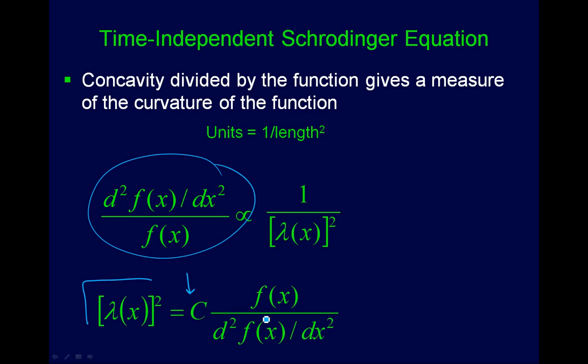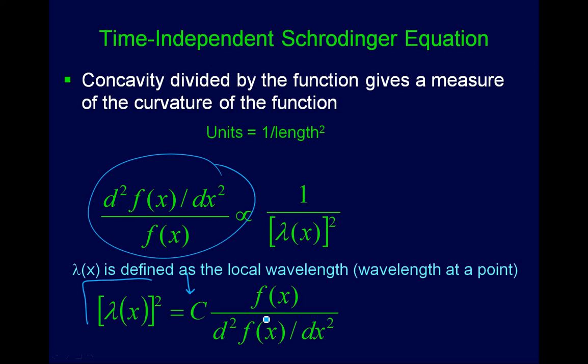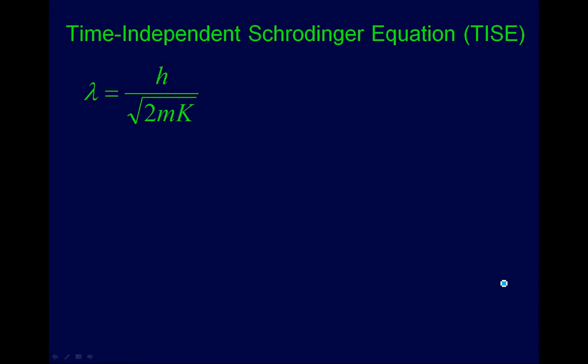Now the book invites you to actually solve for this c using a nice sinusoid, and if you do, it comes out to be negative 4 pi squared. And again, this wavelength of x is defined as our local wavelength. It's the wavelength at a point. And so we're going to be dealing with wave functions that are going to be having their wavelength change as a function of position. Okay?